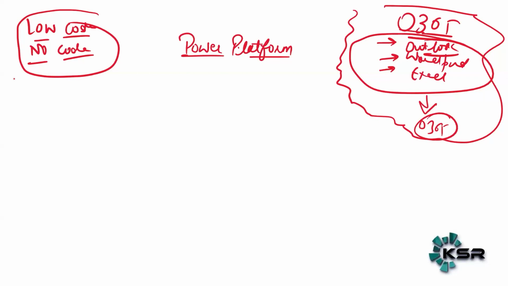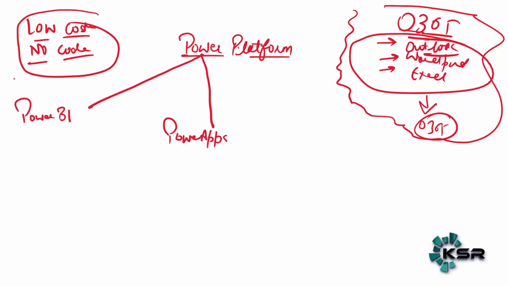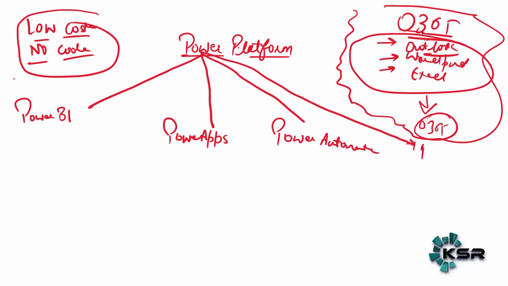So in Power Platform, we are having Power BI, we have Power Apps, we have Power Automate, and last is Power Virtual Agents, which is also now called Copilot Studio. Okay, so these are the four products in Power Platform.